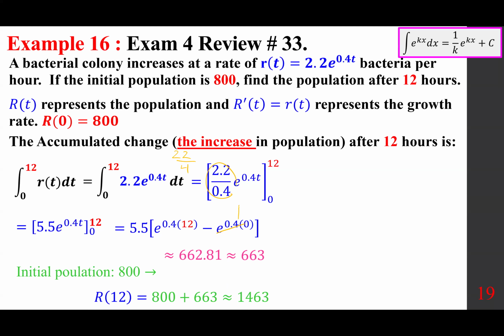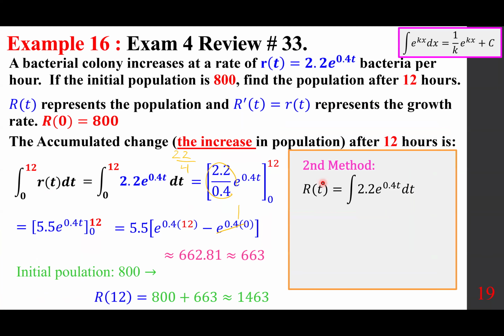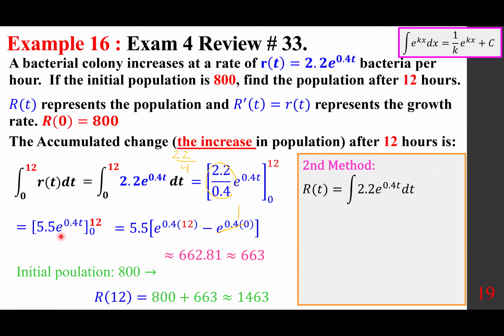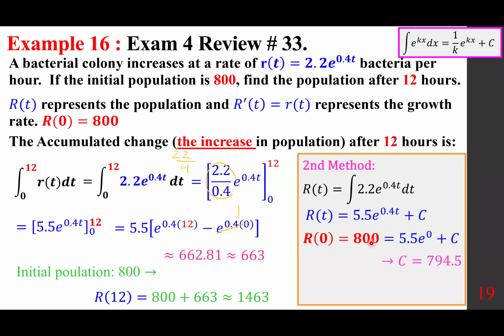The second method. The second method is to actually find capital R of t in general, and that's the integral that we are looking for. And since we already have this, the answer is this one plus a constant. With the initial value of R of 0 equals 800, we can find the constant. As you can see, this is 1, this is 5.5. With what number is 800? 794.5. Therefore, capital R of t is this plus this.